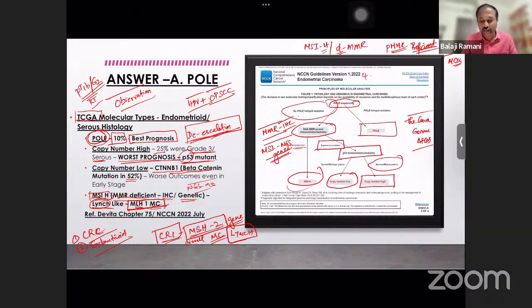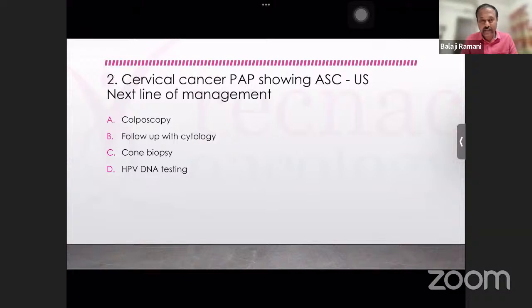So this is a question that you can expect as far as endometrial cancer is going to be concerned. I'll try to discuss the endometrial cancer staging also, which is likely to come. Cervix, endometrium are all recent stagings that have come, so they might have a question from that. I'll try to discuss it in the next session that we have.